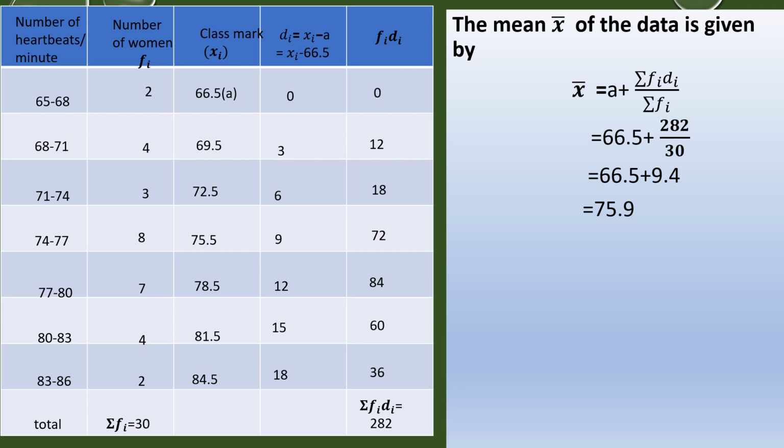Among all the three methods, if they didn't mention any method, you can go with any method: direct method, step deviation or deviation. If they mention one, we have to use that method only. So, wish you good luck, and I will explain the step deviation method in the next class. Thank you.